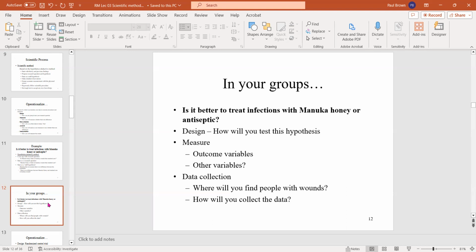You have to collect your own. There's no data on this. It's a new study. You have to collect your own. Anyone having a different design? Yeah.